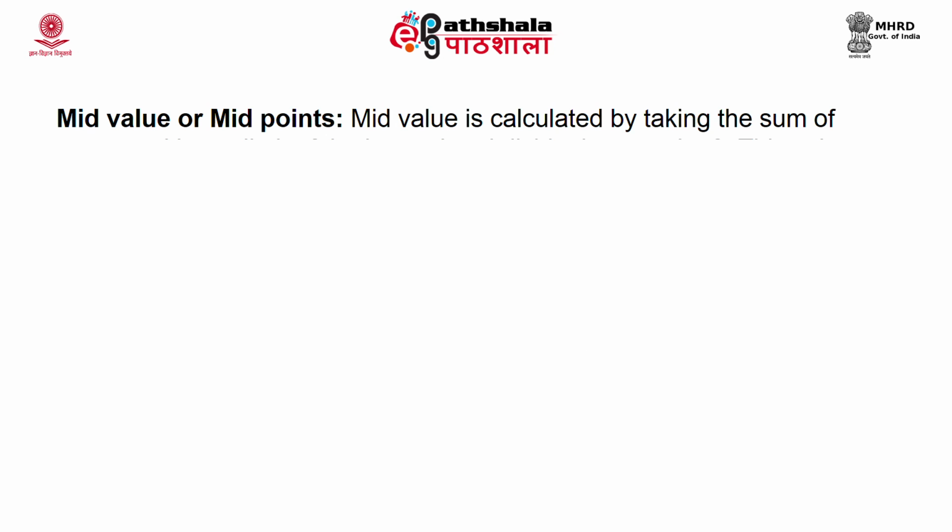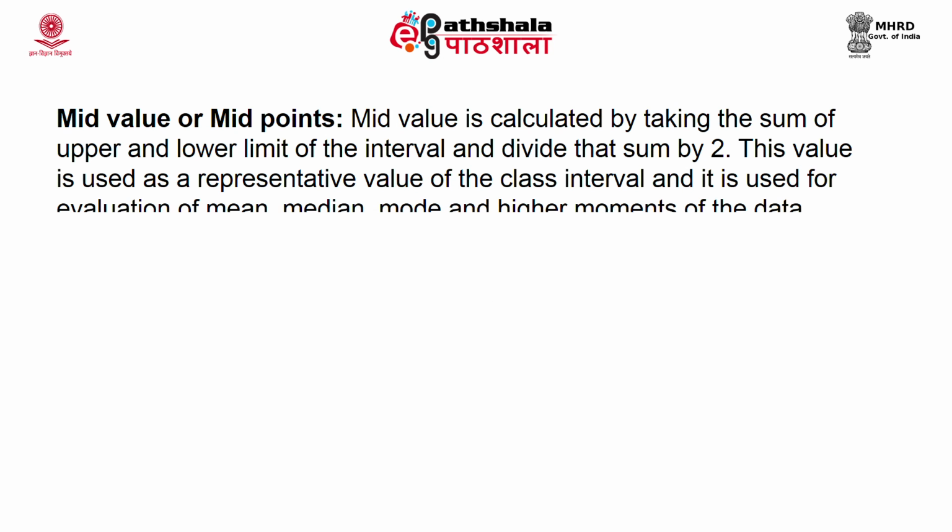Mid value or midpoint. Mid value is calculated by taking the sum of the upper and lower limit of the interval and dividing that sum by 2. This value is used as a representative value of the class interval and it is used for evaluation of mean, median, mode and higher moments of the data.